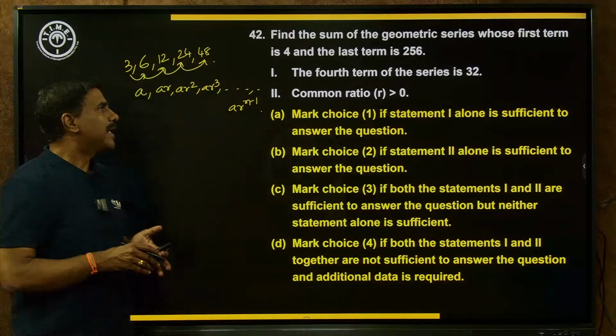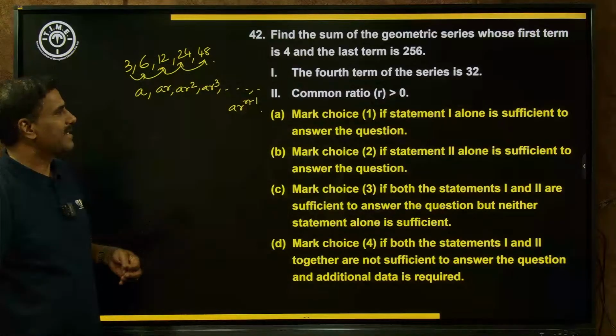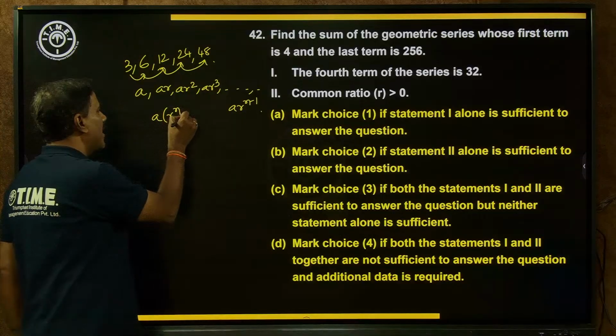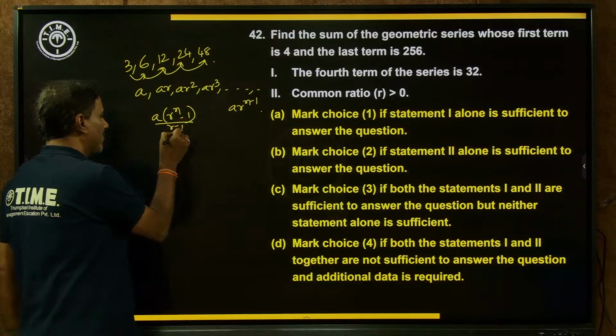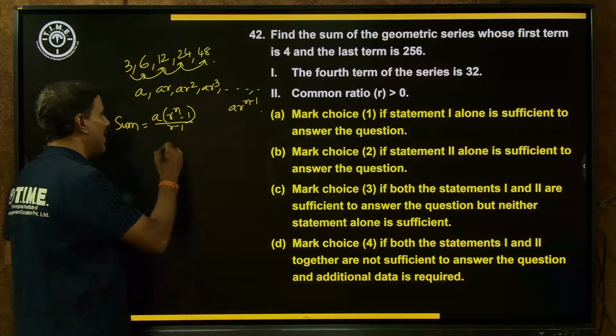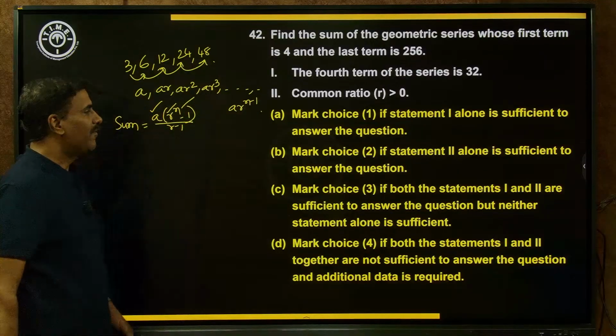What we need here is to find the sum of the geometric series, and the sum of the geometric series is given by a into r power n minus 1 by r minus 1. We have to know this formula to answer the question, right? So where a is the first term, r is the common ratio, n is the number of terms. Okay, we have to know them.